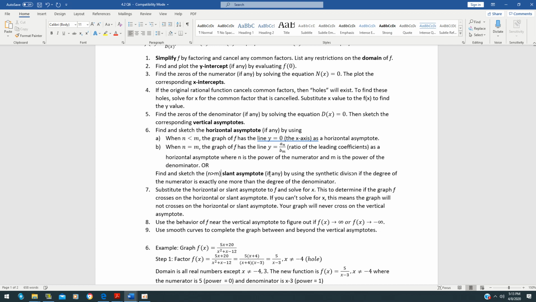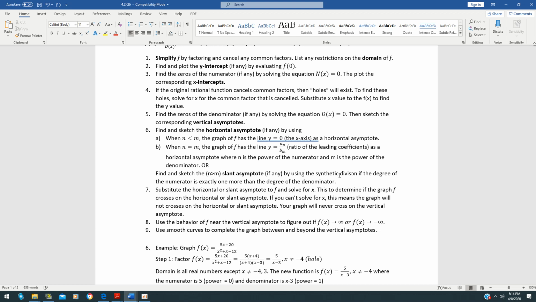So in this case, usually your numerator's degree is exactly 1 more than the degree of the denominator in order for us to have that. And in order for you to find the slant asymptote in the linear form, y equals mx plus b form, you have to use synthetic division.